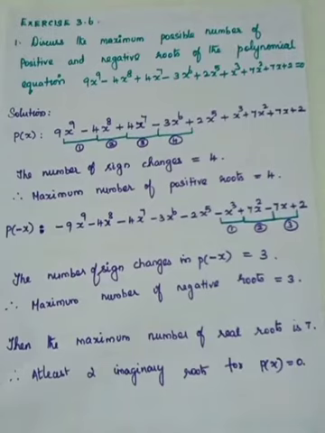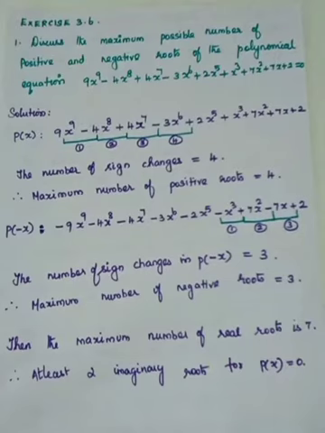We are going to see the next exercise 3.6. The first problem, discuss the maximum possible number of positive and negative roots of the polynomial equation. So we are not going to solve the equation. We are going to find what are the maximum possible number of positive and negative roots of the polynomial equation.